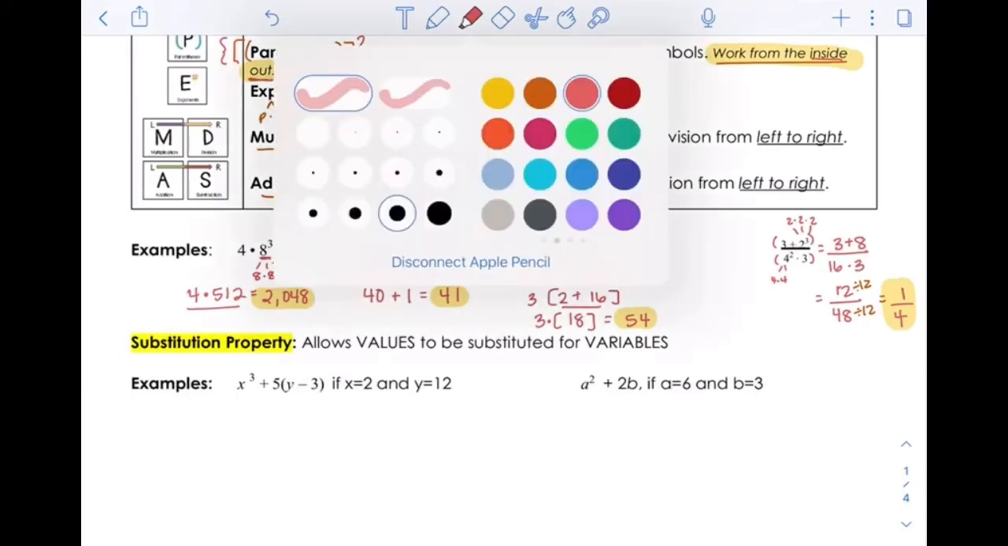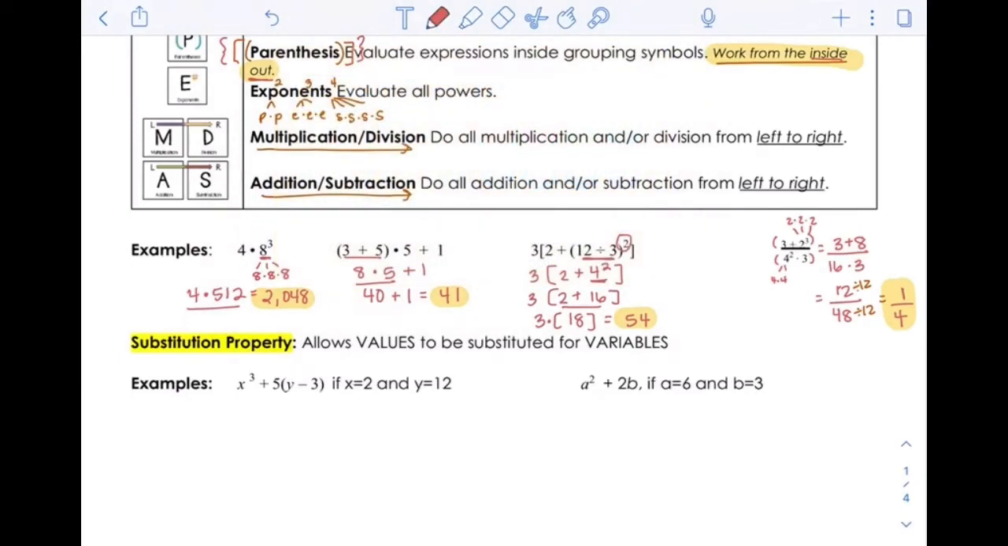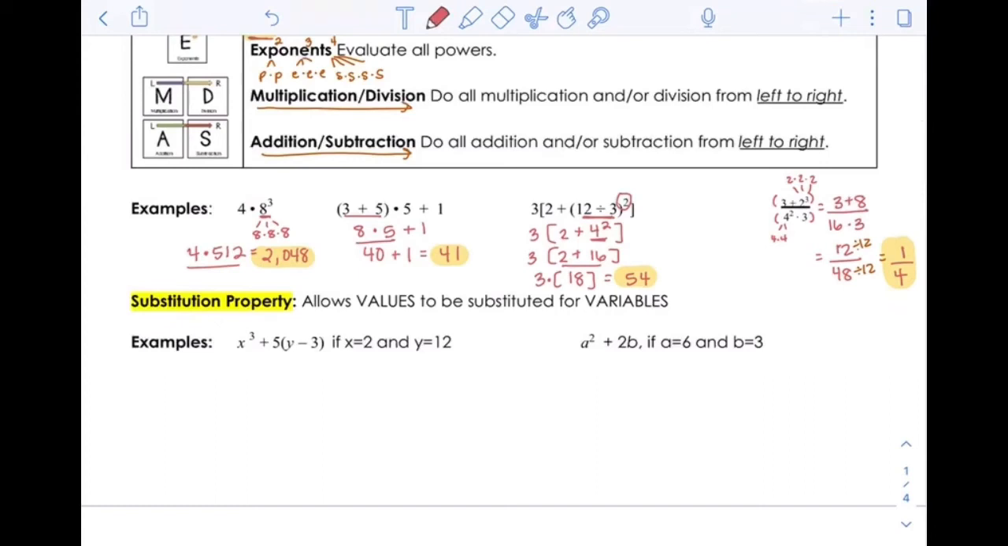So I think the best way to figure this out is just by taking a look at it. Here we have x to the third plus 5 times the quantity y minus 3. And it's telling us x equals 2 and y equals 12. If I just look at this, there's nothing really I can do, because x to the third wouldn't give me a number. It would just be x times x times x, and that isn't making it simpler, it's making it more complex. But they gave me kind of an answer key.